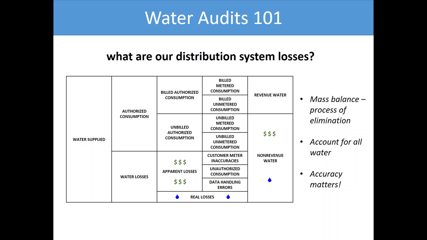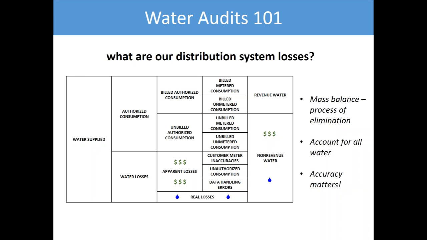Are they at the meter, such that we're missing volume that is used but we're not tracking it, things like theft or customer meter under-registration? Or are they actually physical leakage volumes in our system? Just as a total overview, what we're doing is taking known volumes, volumes of supply and consumption, and through this process of elimination, we're deducing those volumes of water loss.